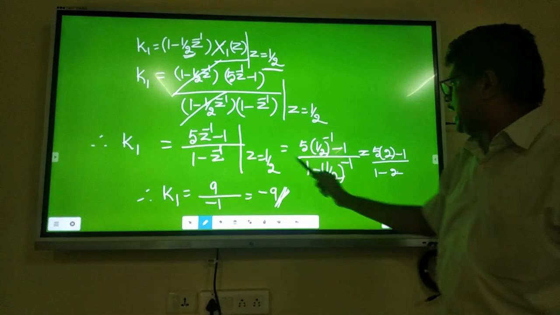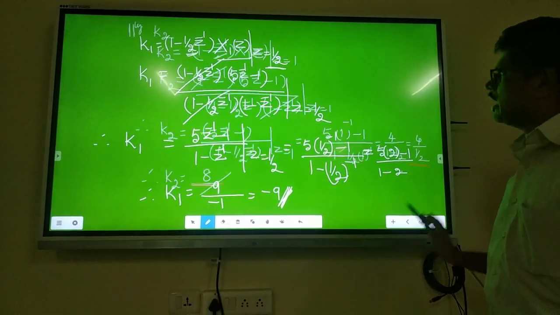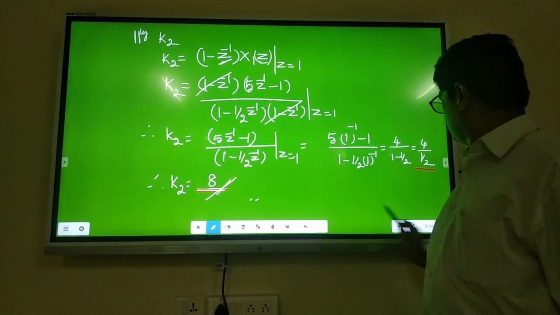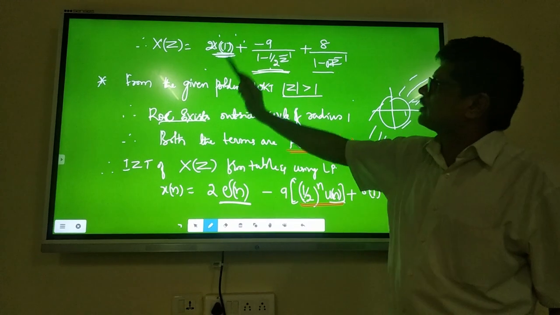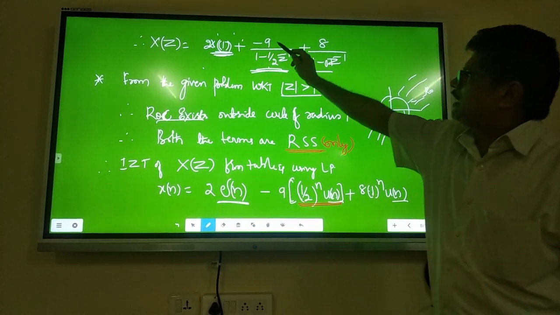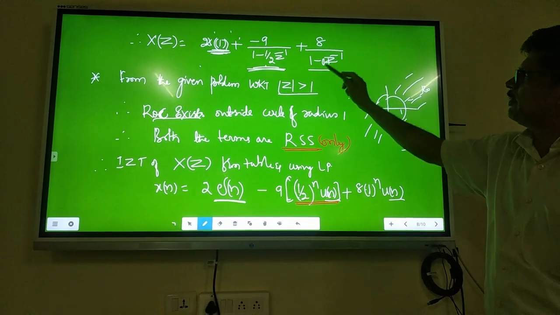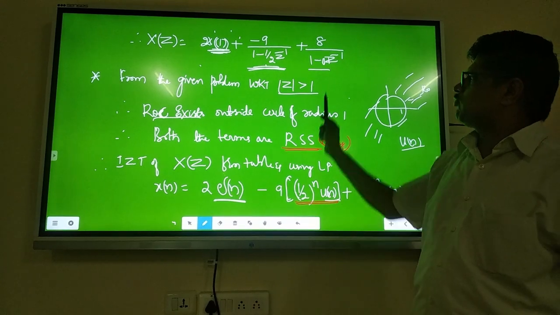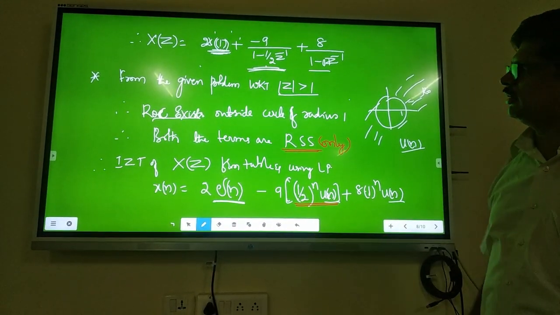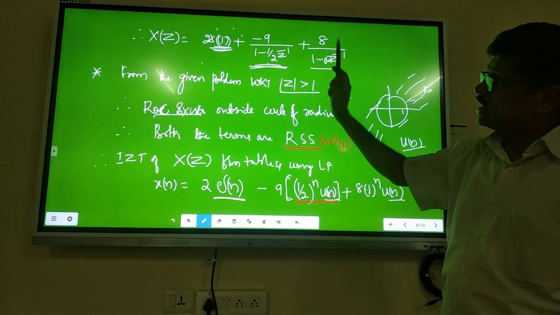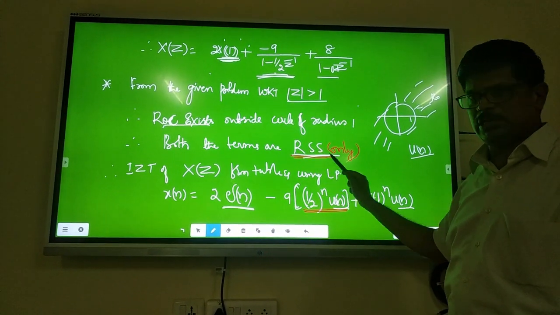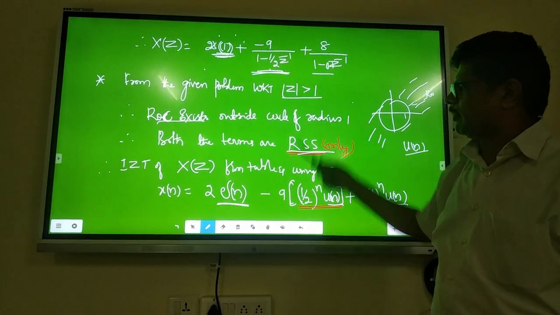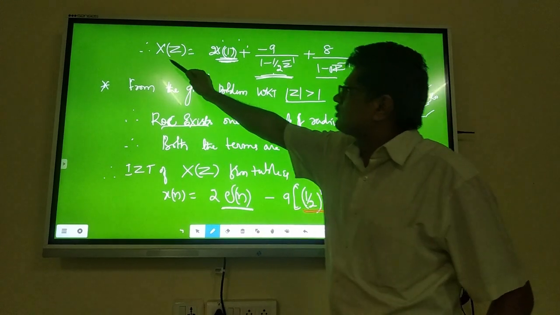Solve K1 and K2: you will get K1 as minus 9 and K2 as 8. Then substitute here. Finally, you will get X(z) equal to 2 into 1 plus K1, minus 9 by the first factor, plus 8 by the second factor. From the given equation, mod z is greater than 1. Therefore, the ROC exists outside a circle. So when you take the inverse Z transform of both terms, you should get right-sided sequences only, u[n] only. Therefore, apply the table and the linearity property.